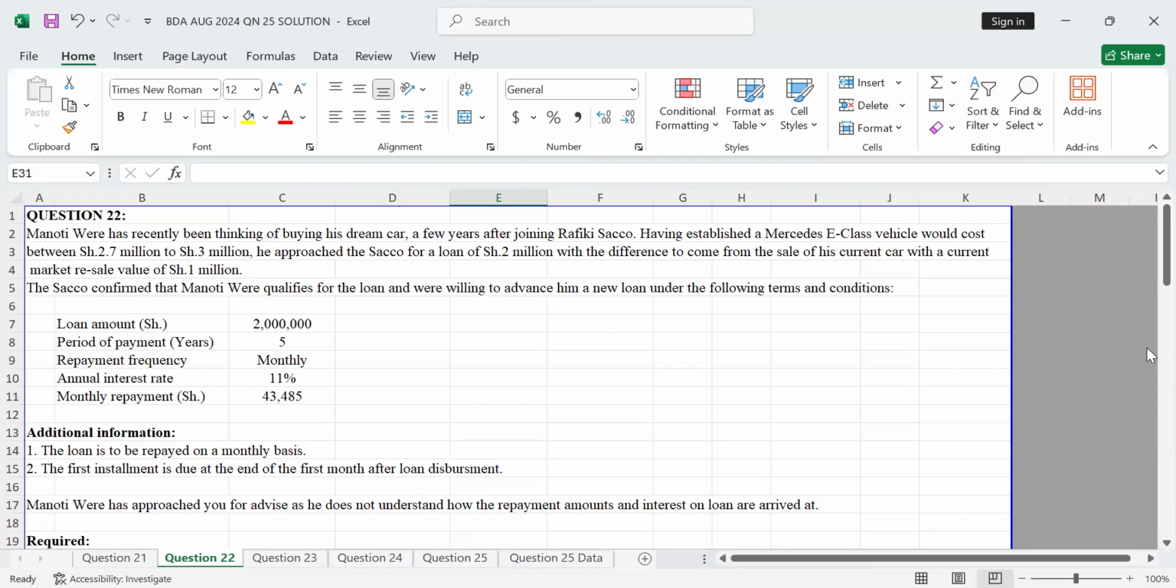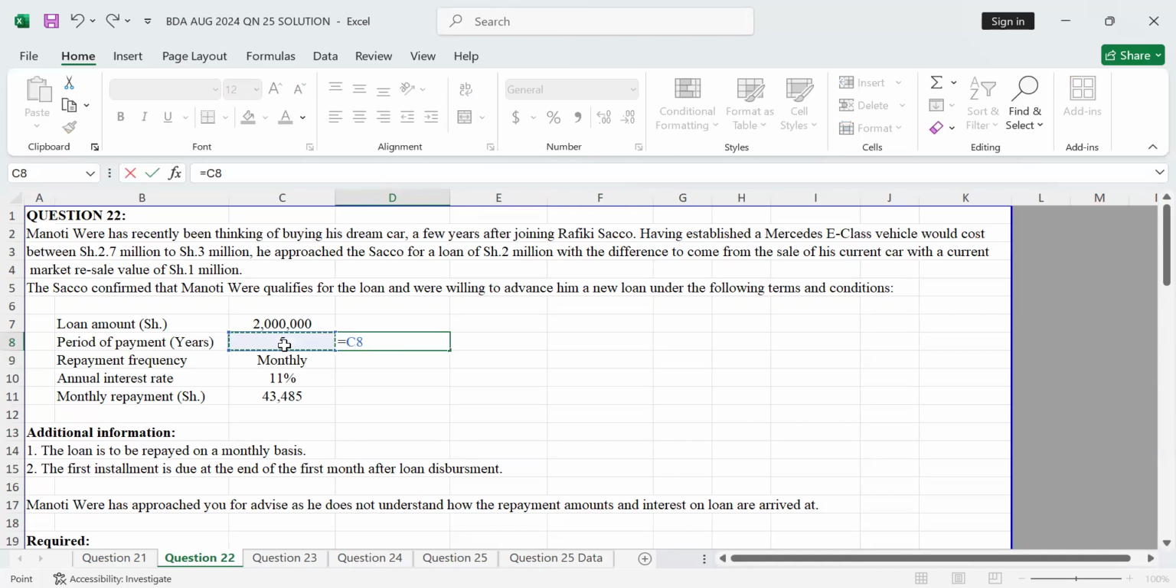We are given the loan amount, the period of payment, and we also have the repayment frequency, which is monthly. So if we want to know how many times he is going to make the payments, if it is monthly, I will know the number of periods by taking the 5 years and multiplying by 12. So you say is equals, you take the 5 years, you multiply by 12.